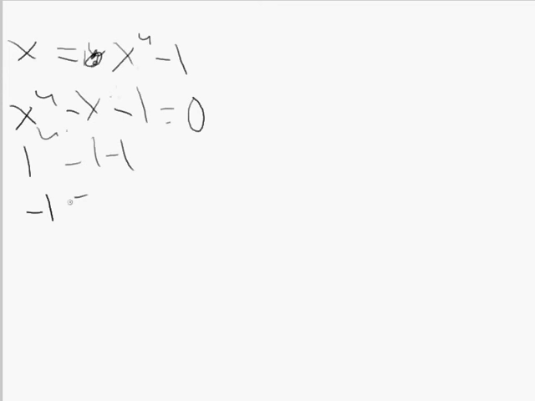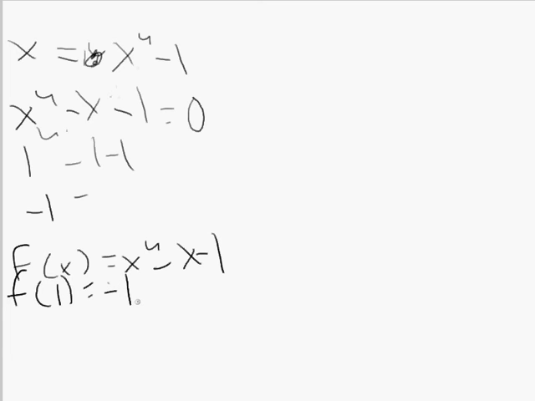Okay, so the point we're looking at here is the function now, f of x equals x to the fourth minus x minus 1. So go ahead and write that function down. Just defining the left side of my equation there to be my function. Okay, and you just discovered that f of 1 was equal to -1.